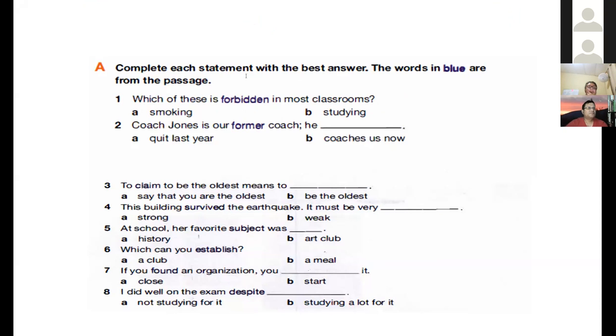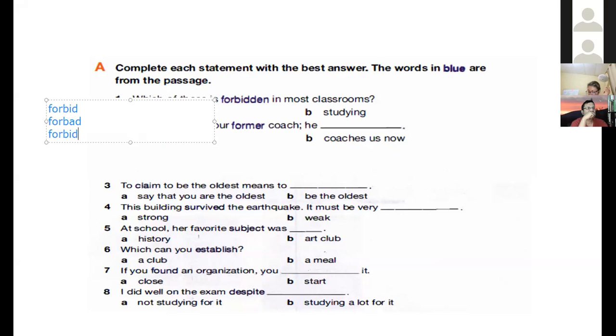Yes, right. It is smoking. Recordemos que forbid es un verbo irregular, right? Sería el presente forbid. En el pasado tenemos forbade, and then we have forbidden in the past participle. Es un verbo irregular. Significa prohibir. Okay? So then there is the vocabulary.